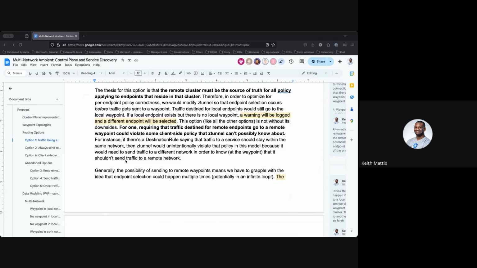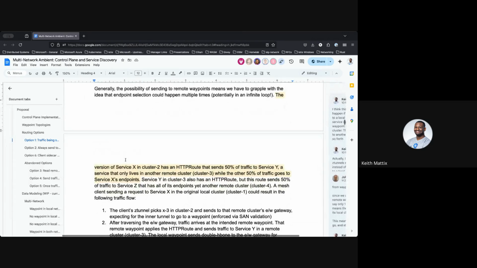We treat, in this option at least, the remote cluster as the source of truth for all policy applying to endpoints that reside in that cluster. Sort of as a security model perspective, we don't trust a local waypoint to enforce any policies on behalf of remote workloads. We go into some details here. Jackie mentioned, though, and she's correct, that there are some potential drawbacks for this model.